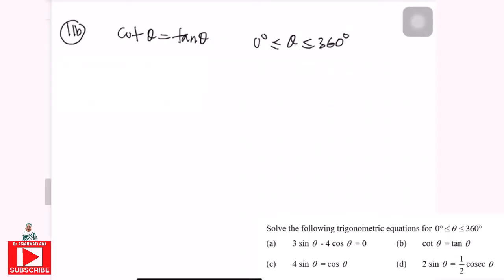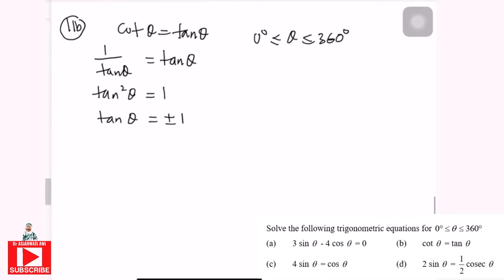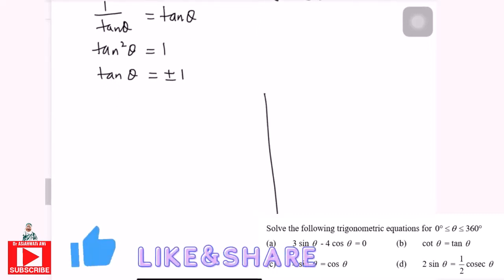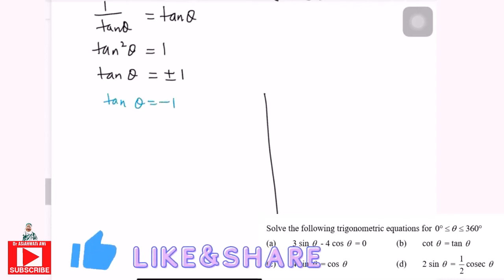Okay, for 11B, cot theta equals tangent theta. Cot is equal to 1 over tangent theta, equals tangent theta. Bring it up so that you get tangent theta squared is equal to 1. Okay, means tangent theta is equal to plus minus 1. So now you get two answers. You need to find two answers, for tangent theta equals -1 and tangent theta equals 1.